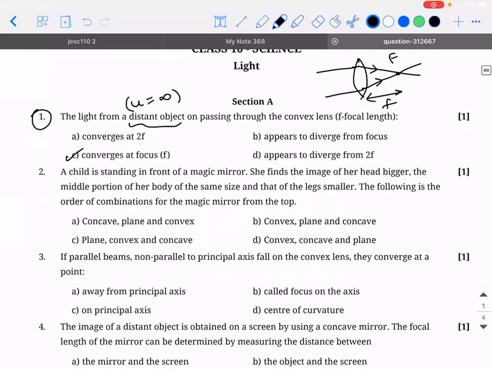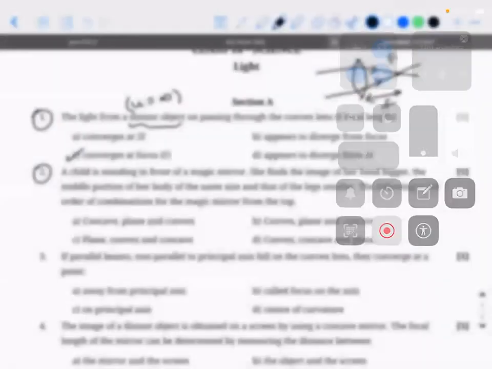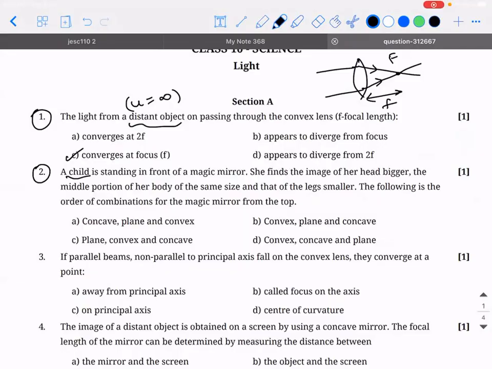Okay, next one is an interesting question. Have a look at it. I want you all to try it. So there is a child who's standing in front of a magic mirror. She finds the image of her head bigger, the middle portion of her body of the same size, and the legs smaller. The following is the order of combinations for the magic mirror from the top.